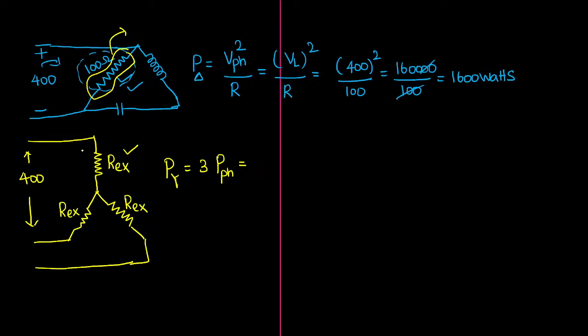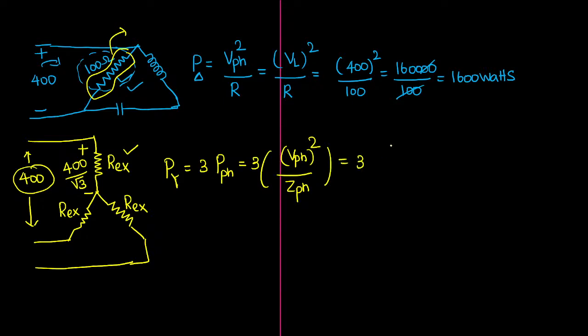For that, I need to know the per phase voltage drop. How will you calculate it? Given it is line voltage. In case of star connection, phase voltage will be equal to line voltage divided by root 3. I am considering only magnitude. We know that 3 times the per phase power can be written as per phase voltage square divided by per phase impedance. Can I write like this?